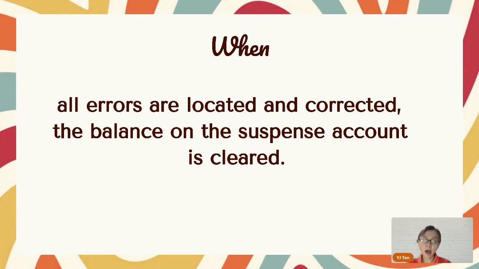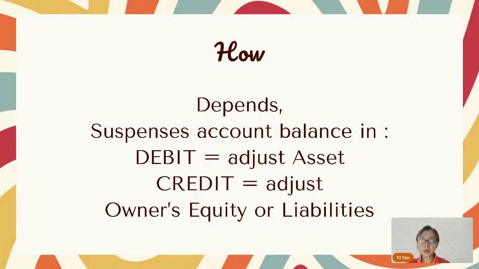When you need to exercise, that means perform this correction, all the errors are located and corrected and the balance of the suspense account is cleared. That means you perform whatever you need to do, for example the general journal, suspense account, profit and loss, everything is adjusted already. Then you only look into the financial position, which is the statement of financial position. In some cases, they also call this the balance sheet.